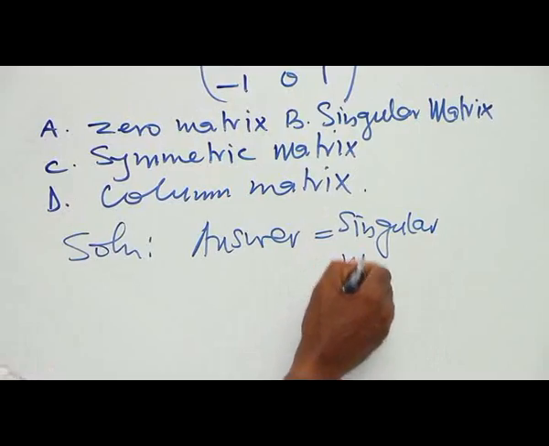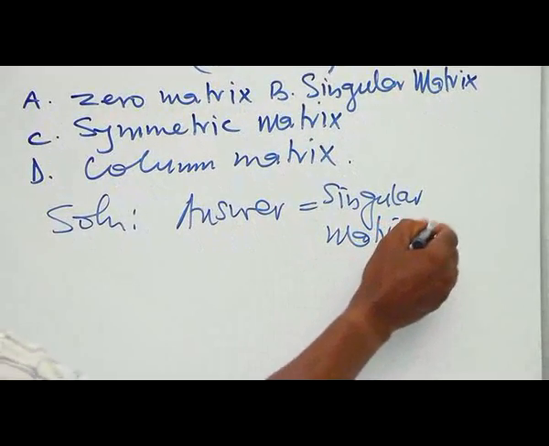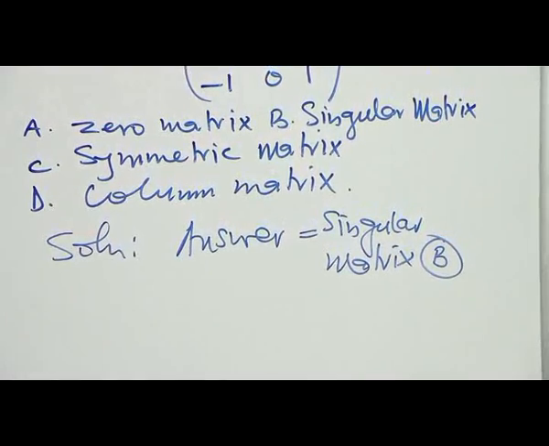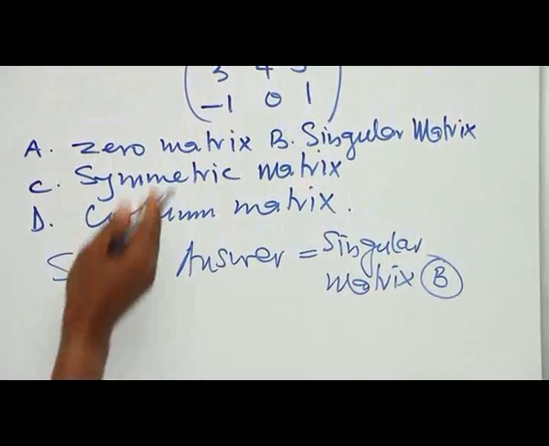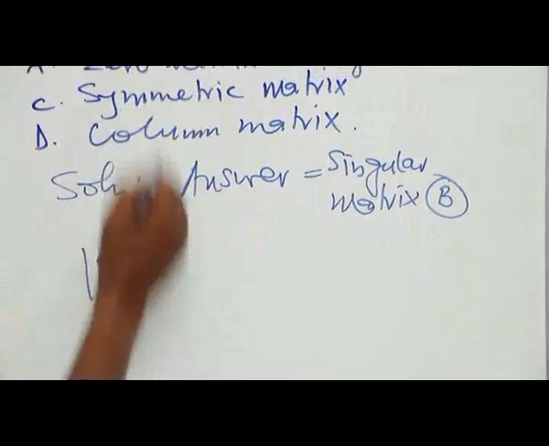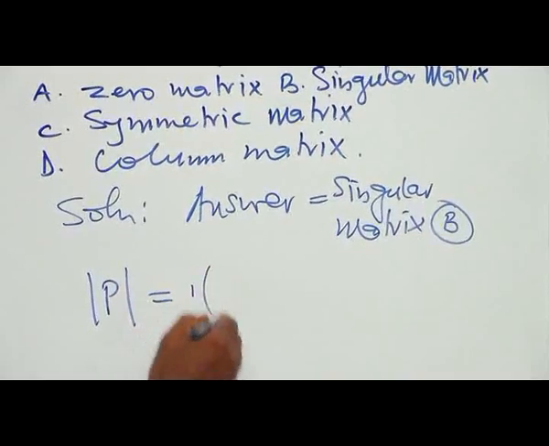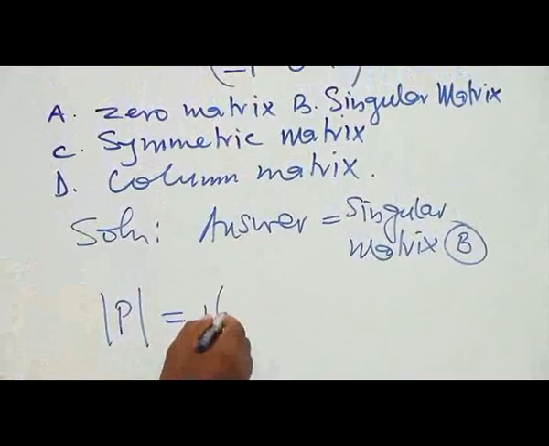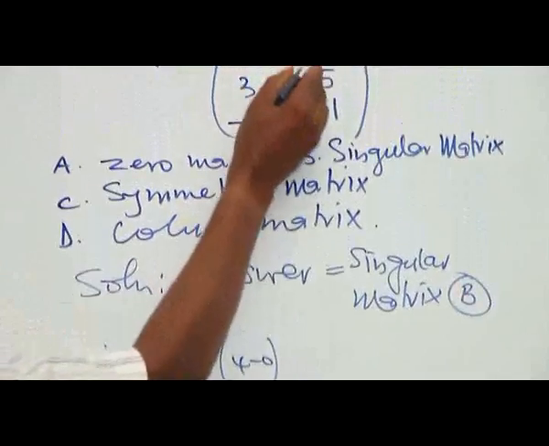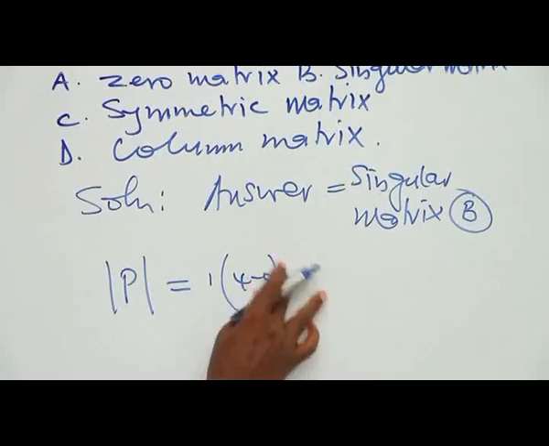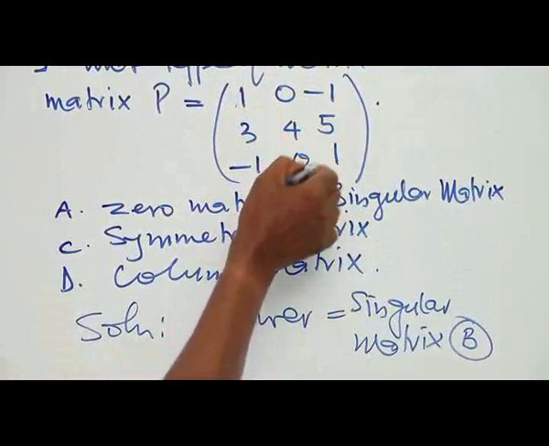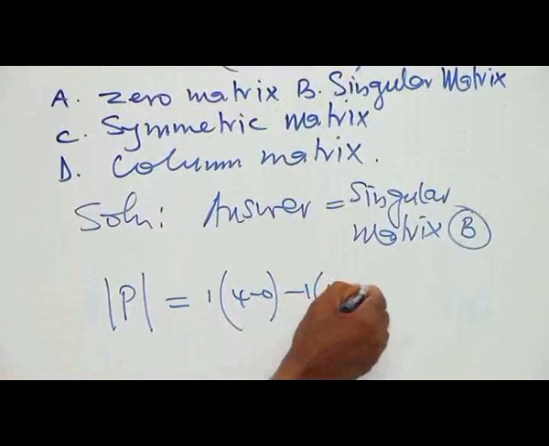Singular matrix. And this is option B. Now we can verify what we have said by calculating the determinant of this matrix P. The reason is that the determinant of P, that is 1 into, this is gone, that is 4 minus 0. And then you have plus minus plus, so this is minus 1 into, this is gone. So we have 0 minus 4.